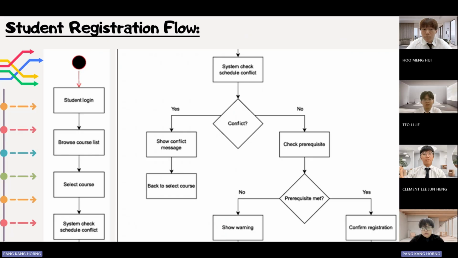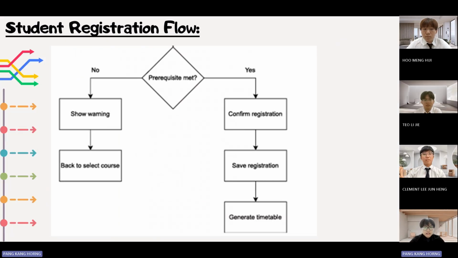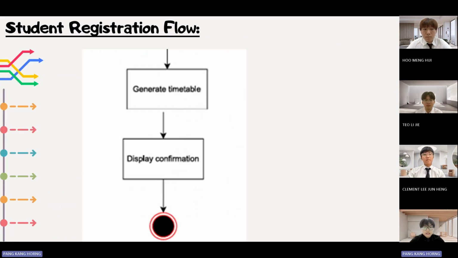In the next part, it will check whether the prerequisite is met. If the prerequisite met is no, it will show the warning and go back to the select course session. If yes, it will confirm the registration and save the registration, and then it will generate the timetable. After generating the timetable, it will display the confirmation. That's all of the student registration flow.